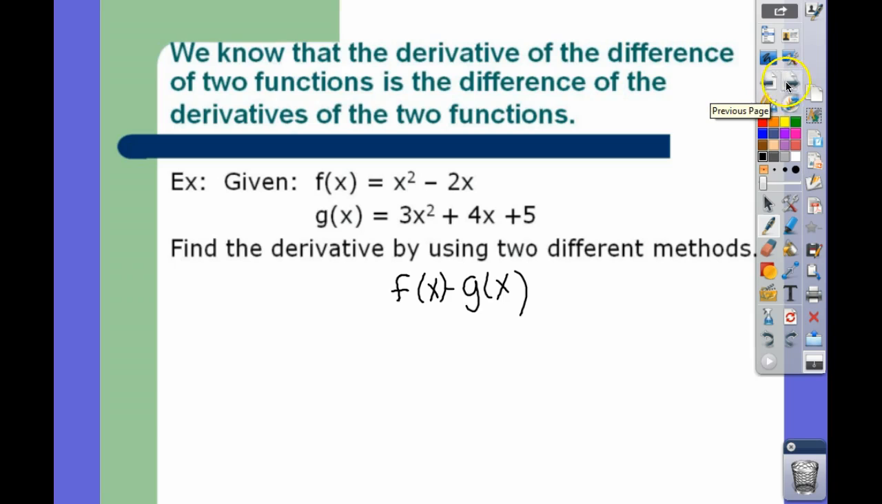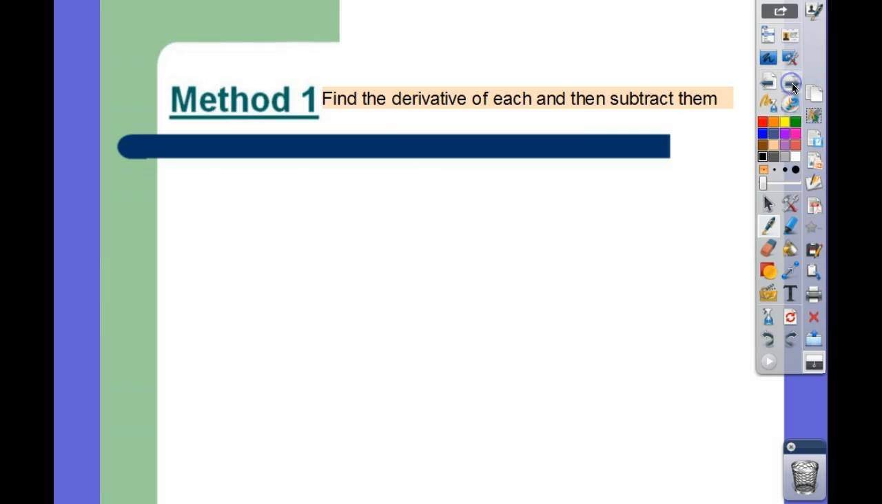So f of x equals x squared minus 2x. Its derivative would be 2x minus 2. And then you want to find the derivative of g. g of x is 3x squared plus 4x plus 5. So you get 6x plus 4.